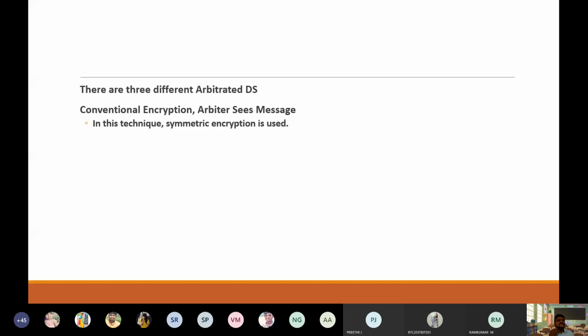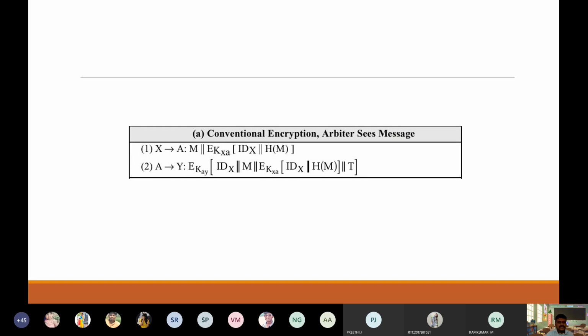Here we have three different kinds of arbitrated digital signature. The first one is conventional encryption. In conventional encryption, the arbiter sees the message. We have just said that the arbiter may or may not see the message, so the first type is where he sees your message.